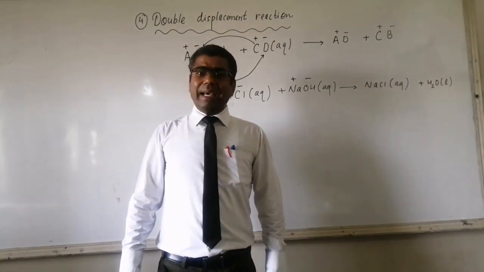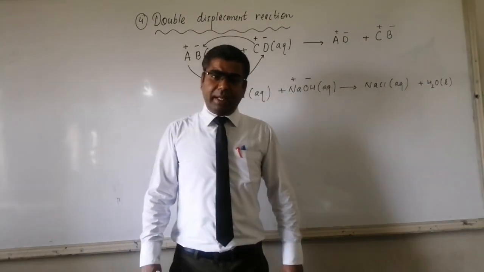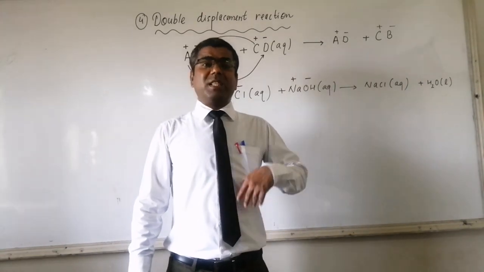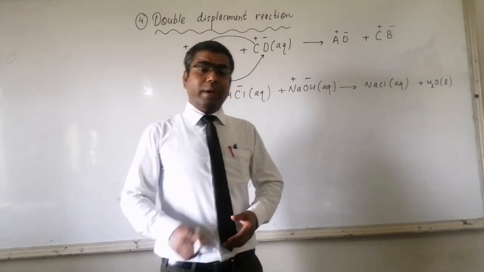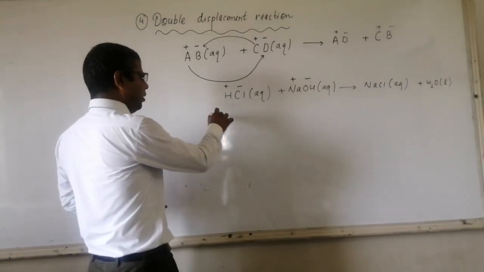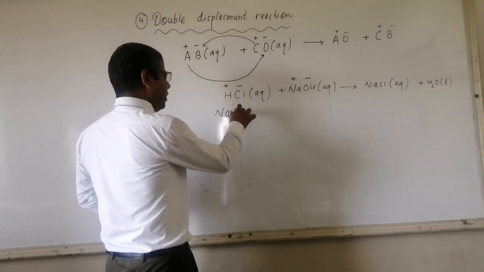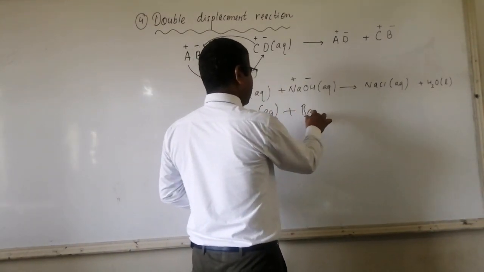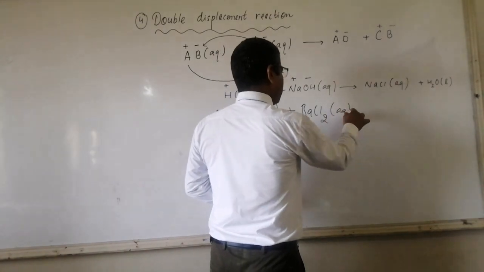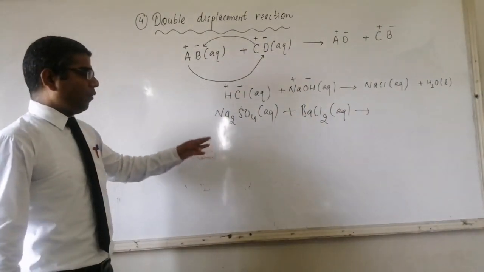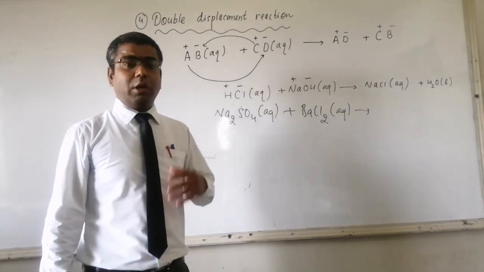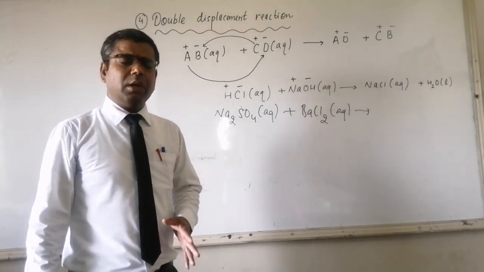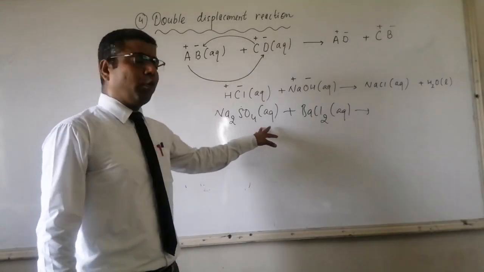So if you are getting an insoluble compound in the form of precipitate during a double displacement reaction, then that double displacement reaction is called precipitation reaction. So for example, we can take an example where sodium sulfate is made to react with barium chloride. Sodium sulfate is a white color solid and soluble in water. Barium chloride is a white color solid and also soluble in water. So we will get an aqueous solution.